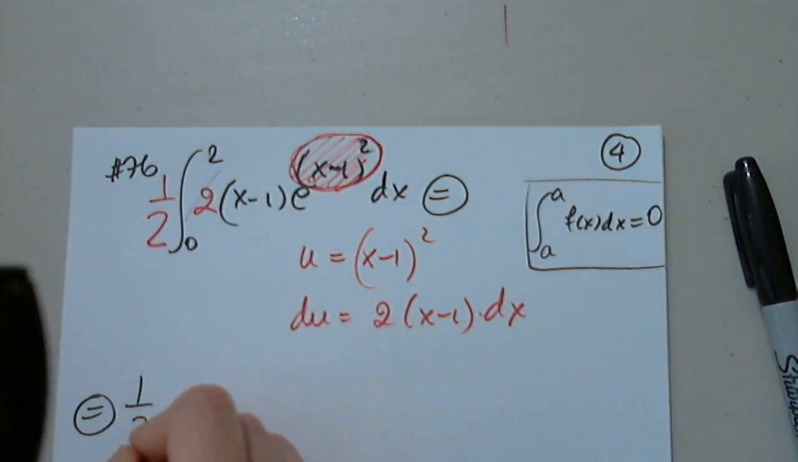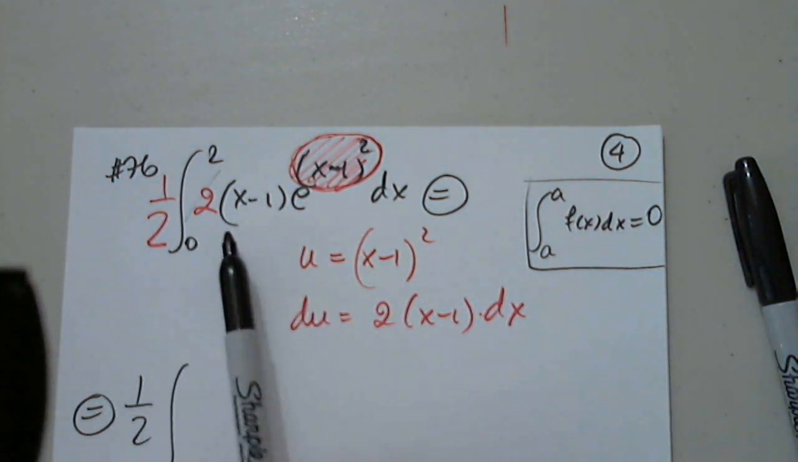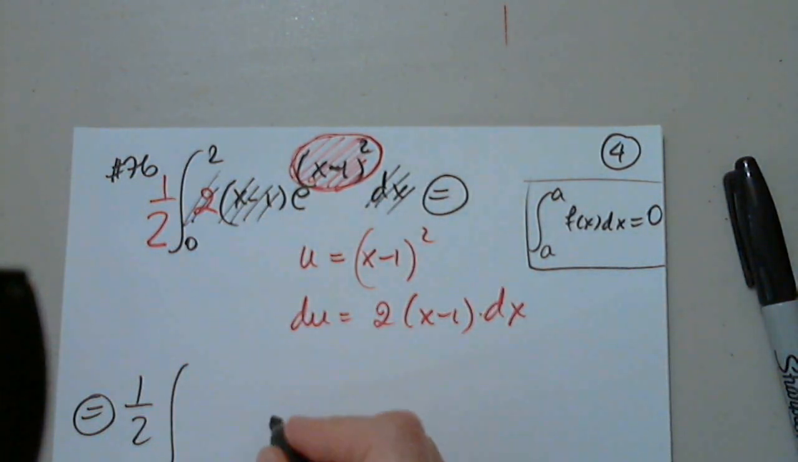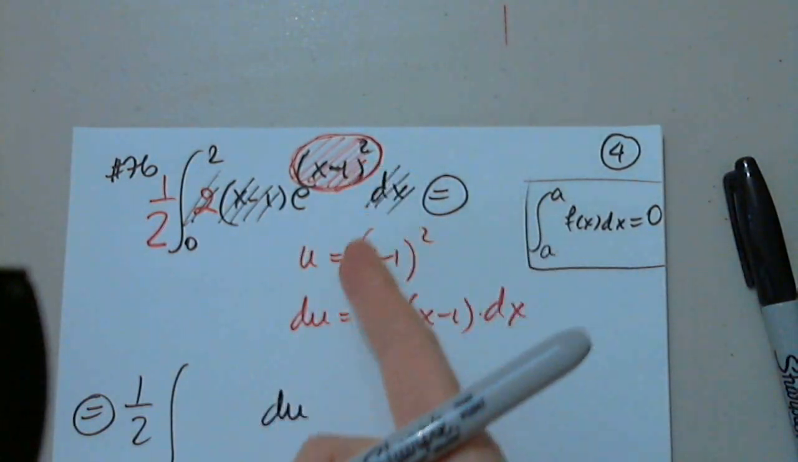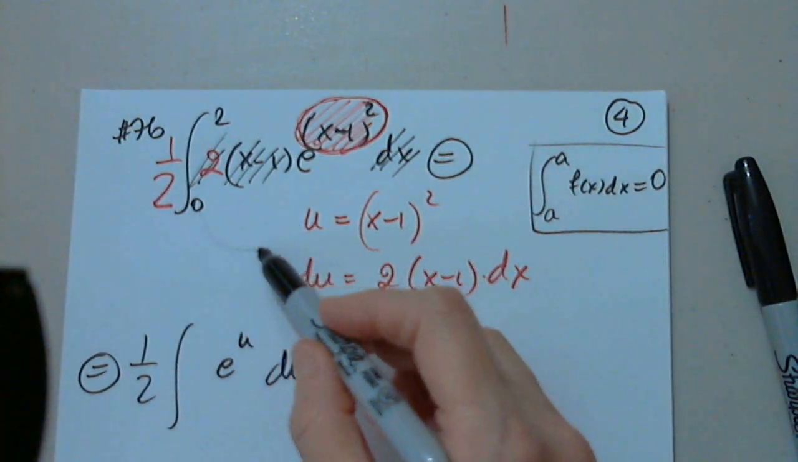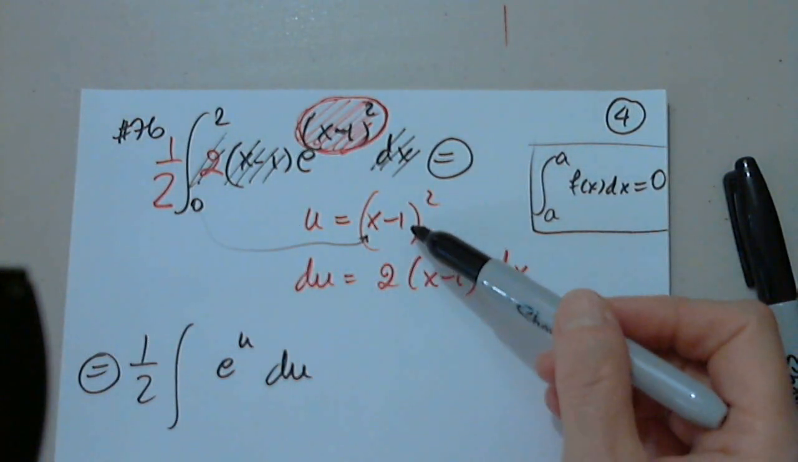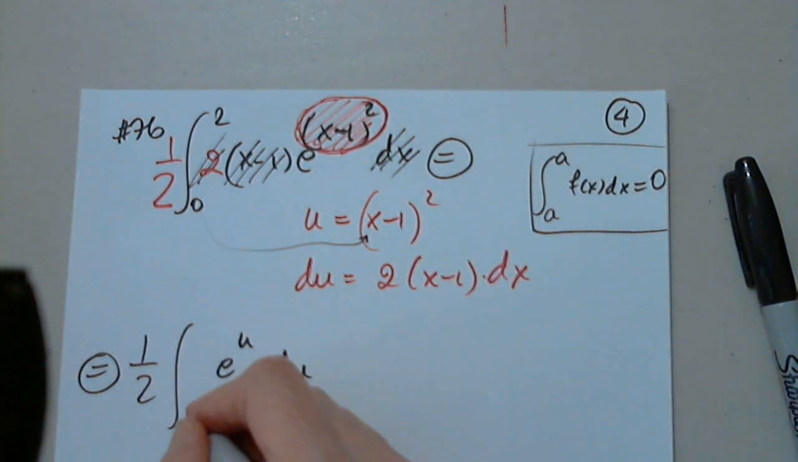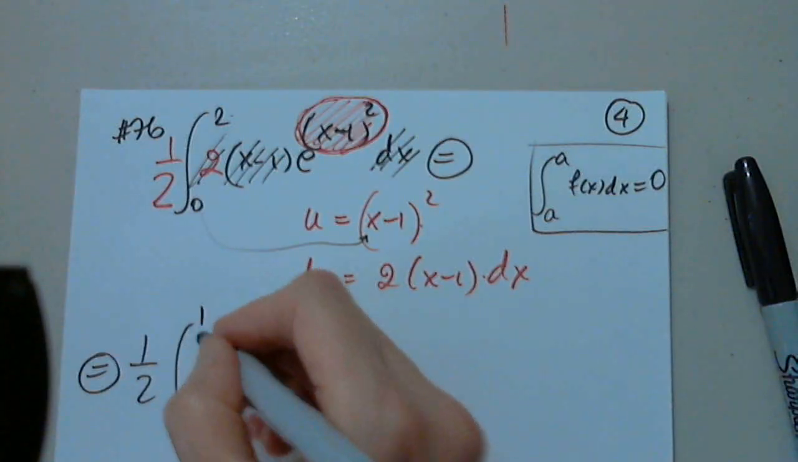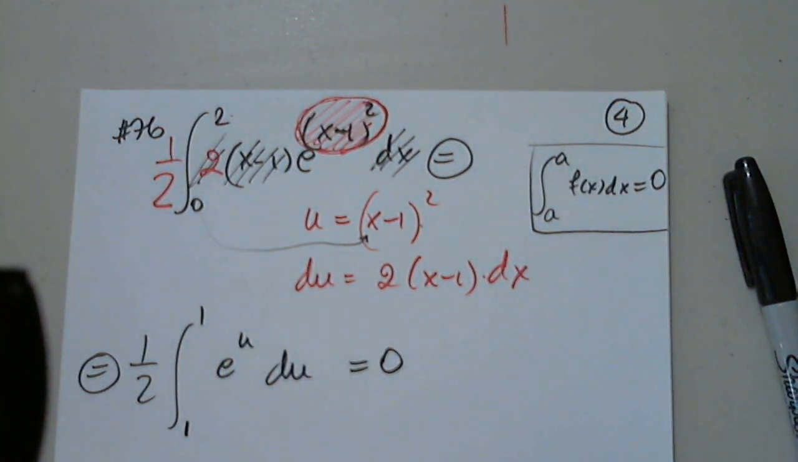So I have 1/2 in front. So I have 2, and x minus 1, and dx, they're all in du. And this is e to u. Now, when x is 0, 0 minus 1 is -1, and -1 squared is indeed 1. When x is 2, 2 minus 1 is 1. Yep, so there is no discussion. The answer is 0.